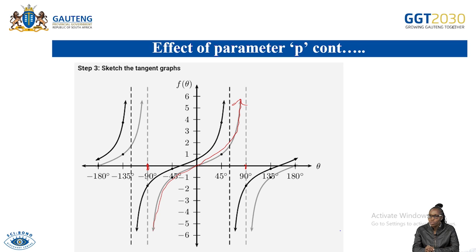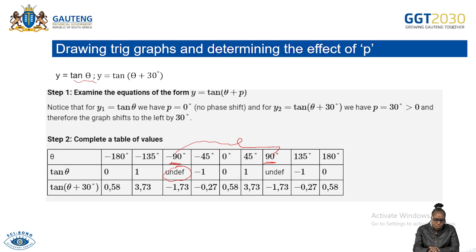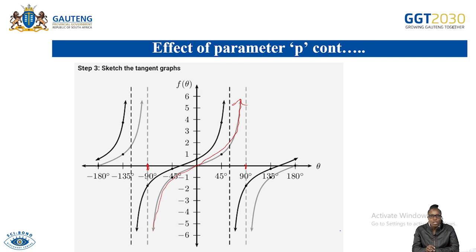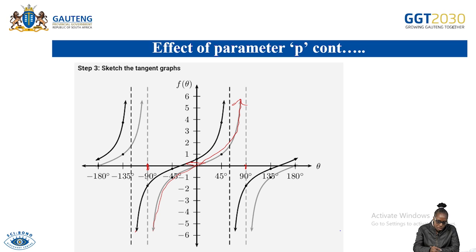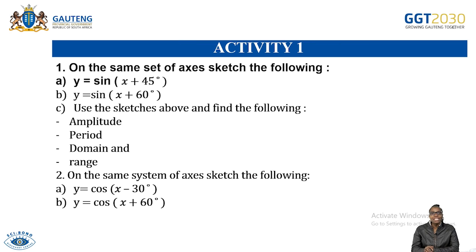And when I am saying I am shifting the graph, y equal to tan theta plus 30, I am shifting it 30 units to the left. So the graph is moving this way. You can see the graph moving that way, is moving this way, to the left. Okay? But still, it maintains the period. It's still 180.